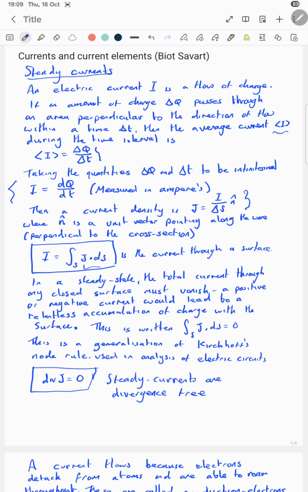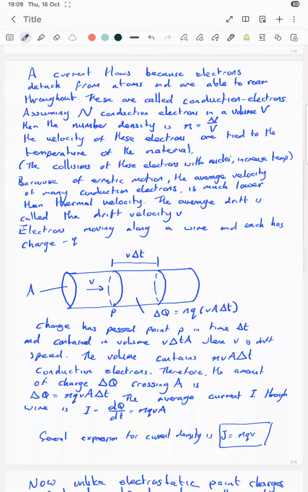In a steady state, the total current through any closed surface must vanish. A positive or negative current would lead to a relentless accumulation of charge within the surface, which is not realistic. This is written as the integral of the current density over a surface equals 0. This is a generalization of Kirchhoff's node rule used in analysis of electric circuits. The divergence of J equals 0. Steady currents are divergence free.